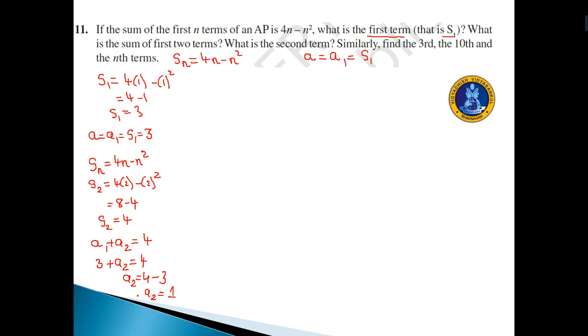ये जो A2 1 है, अभी हम लोग डिफरेंस D फाइंड आउट कर सकते हैं. So now D is equal to A2 minus A1. So D is equal to A2 that is 1 minus A1 that is 3. So D is equal to minus 2. So we have got the difference, difference is equal to minus 2. So first term A1 is 3, A2 is 1, so we can get the arithmetic progression now. The second term and the sum of two terms we have got.